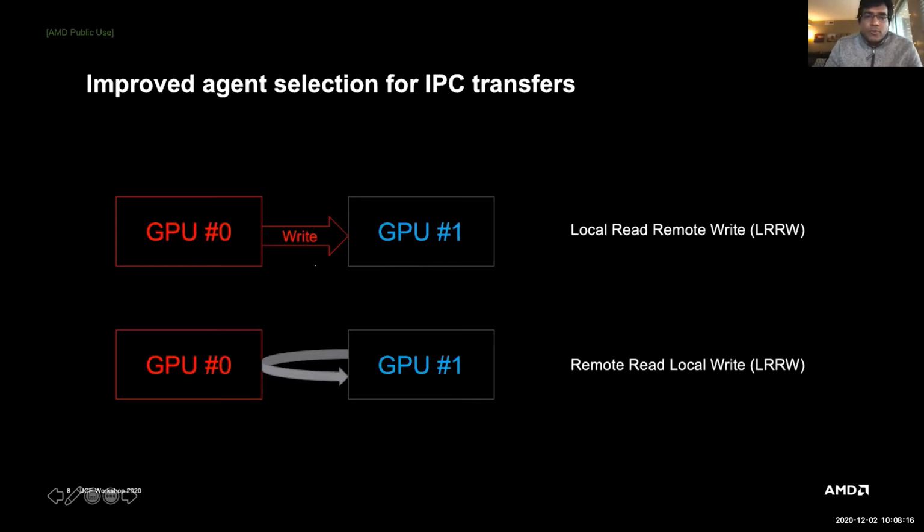There are actually two ways we can go about this. GPU 0, the source GPU, can write the data to the remote destination GPU, or the destination GPU can read the data from the source GPU. There are two terms that we sometimes use: local read, remote write, and remote read, local write. But they are very hard to pronounce, so I will just call them write and read.